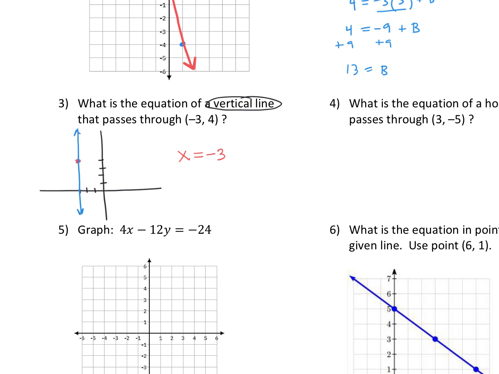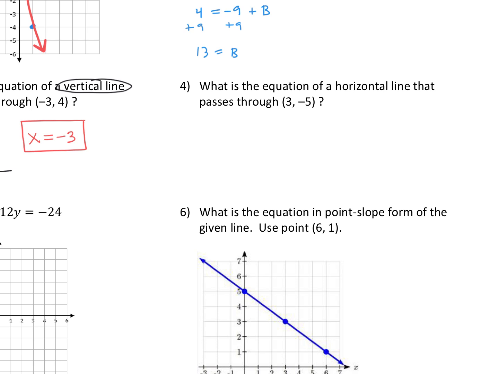If we were to write out ordered pairs on this line, every single ordered pair would have an x value of negative 3. We're going 3 to the left, then up or down to get to any point on that line. So that's all we have to write for our equation, x equals negative 3, because every single point on the line has an x coordinate of negative 3.